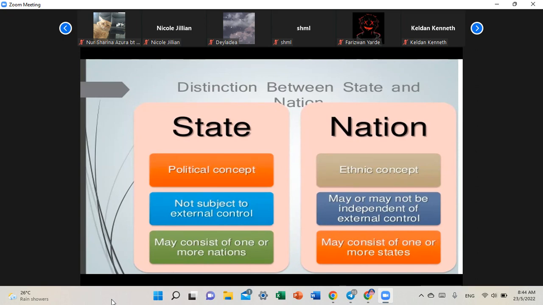For instance, in Malaysia, we have more than one nation in our country right now. We have the Chinese people, we have the Indian people, we have the Malay people, we have the indigenous group. So a lot of nations under one umbrella, which is the Malaysian Federation. Whereas a nation is basically an ethnic concept. States is a political concept, it involves political will, whereas nation involves an ethnic concept.